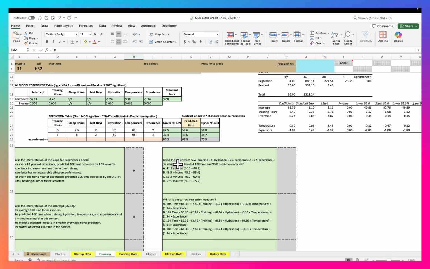All right, using the experiment row. So we're going to fill that in. Training at 6. Hydration at 75. Oh, these are out of order. That's okay. Temperature at 72. And experience at 3. What's the estimated 10K race time? So remember, these two aren't filled in because those are NAs. And that's going to end up in a prediction of B, 49.3 minutes.